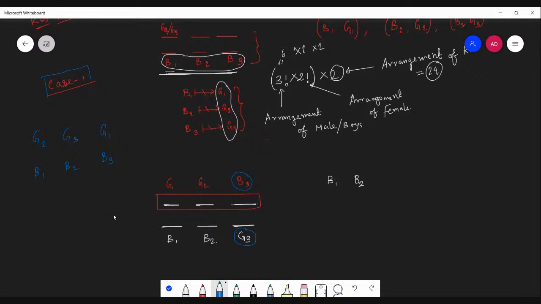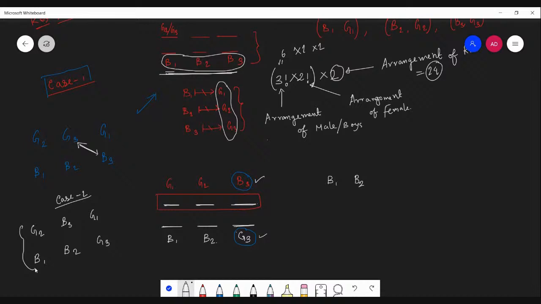All right, suppose you get this arrangement in the first case. In the second case, suppose this is case 2, nothing actually gets changed. You just have to swap the position of B3 and G3, and you automatically get a new arrangement. So just swap the position of B3 and G3 like these two. Okay, so G2, B3, G1 and B1, B2, G3. So you automatically get one arrangement for the second case.